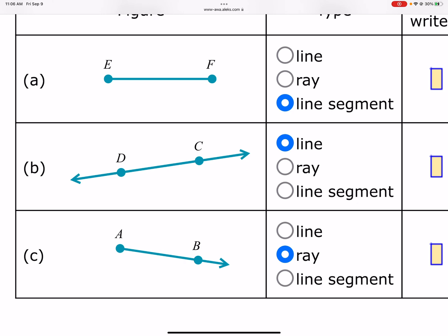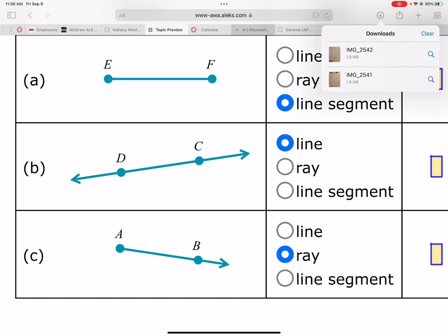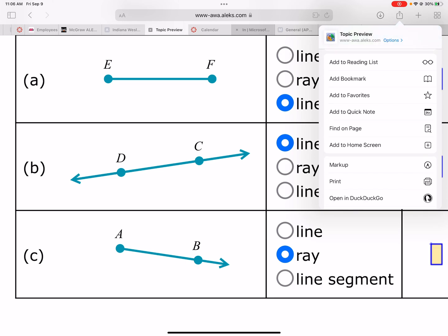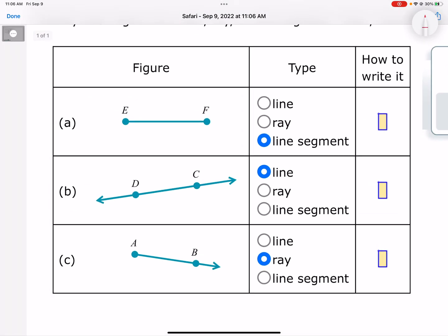Now, let me show you the way you can also write these. You can write this as segment EF with a segment over it. You can write this as line DC, but with arrows over it showing that it goes through DC but never stops. You can write this as ray AB, but it has to be A to B because it starts at A and then it passes through B and never stops. So always that spot is the starting point.